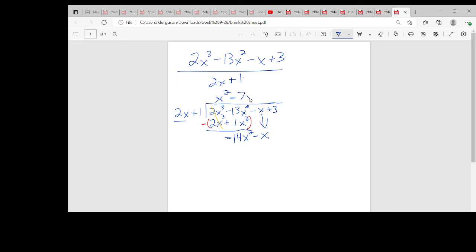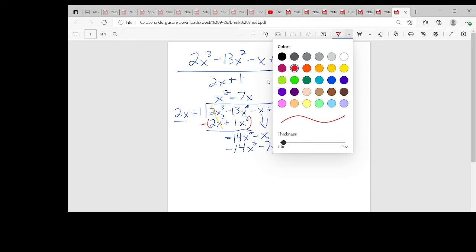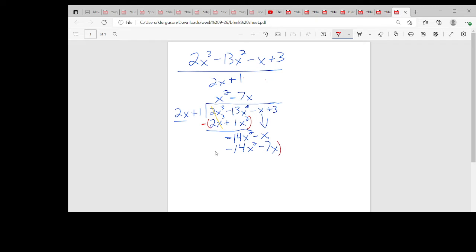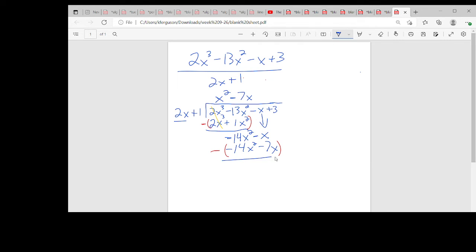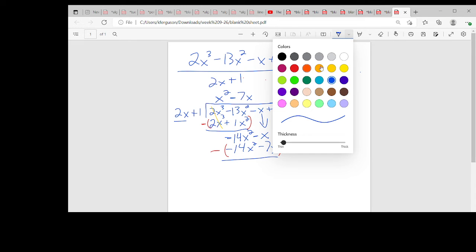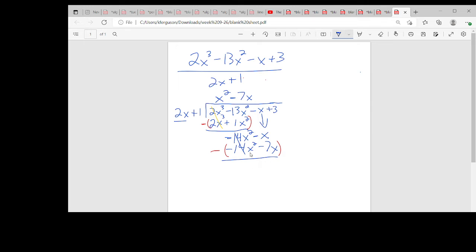Negative 7x. Negative 7x times 2x is negative 14x squared. And then I also have to multiply the second one, so that's minus 7x. Is everybody with me there? Yes, no? Okay, so now I got to subtract. So I'm subtract that, and when I subtract that, I'm changing my signs. So that's negative 14x squared plus 14x squared. So those two things cancel each other out.